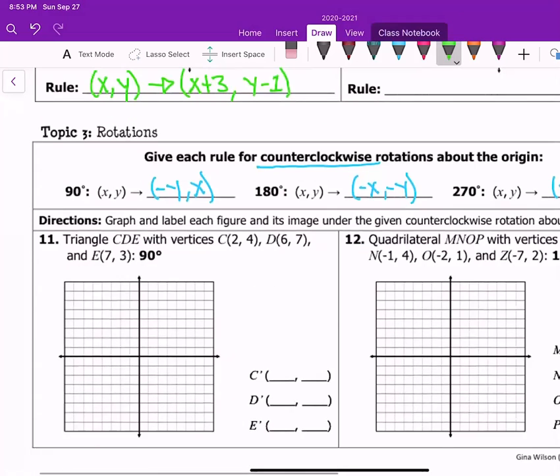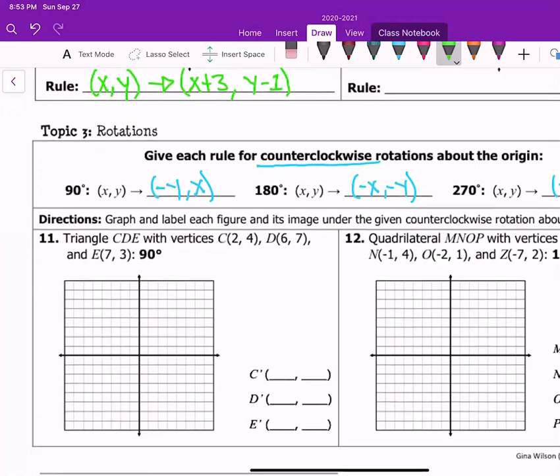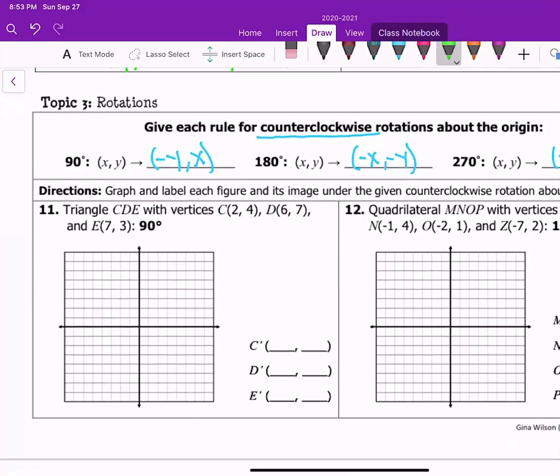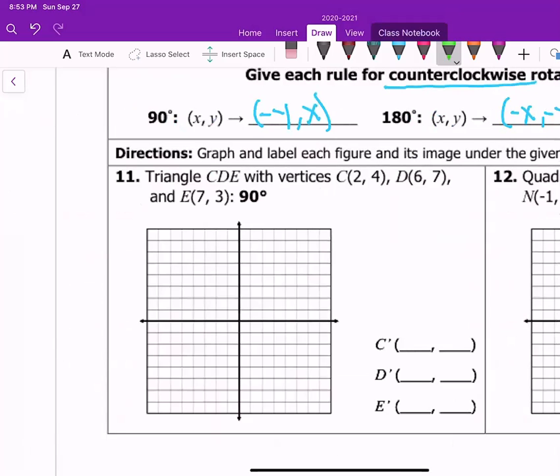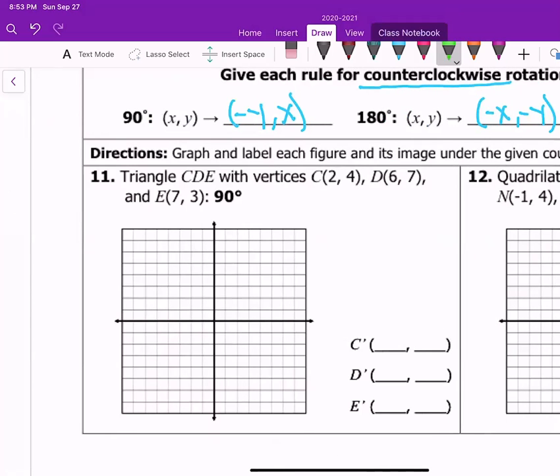Number 11. So let's do 11. It's a 90-degree rotation. So let's see, we can zoom in. So 90 degrees, so with vertices here. So now my C prime, again, I'm gonna keep the same color, blue. All right, so here, these are my original ones. So this is my X here, this is my Y.